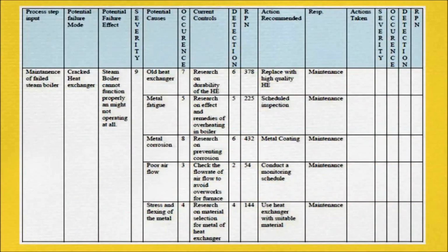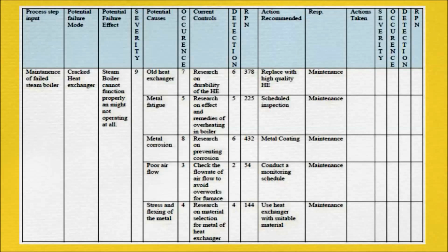The first column for the process step input is the maintenance of failed steam boiler, and the potential failure mode that occurs is crack on the heat exchanger steam boiler, and the potential failure effect of the problem is steam boiler cannot function properly and might not operate at all. The severity of the failure mode is rated by 9, and the potential causes can be divided into 5 points, which are old heat exchanger, metal fatigue, metal corrosion, poor airflow, stress and flexing of the metal.